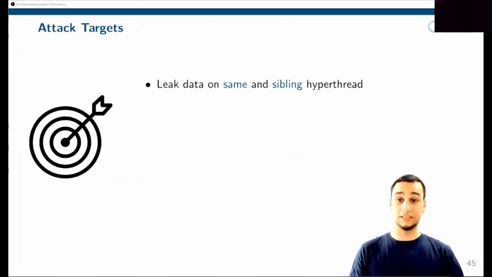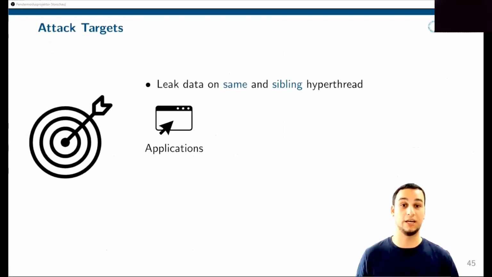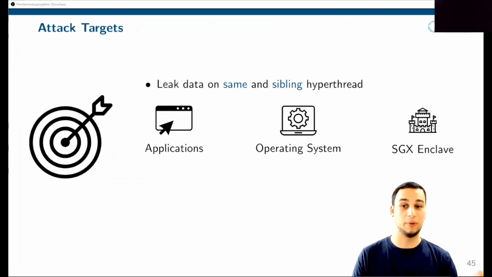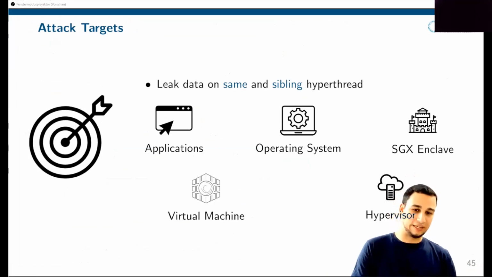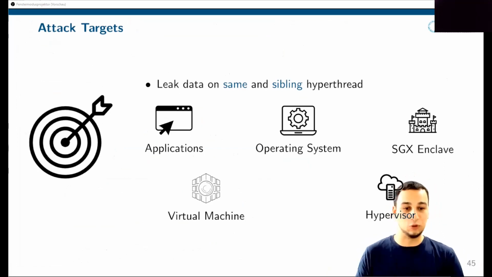So with that, we leak all the data on the same and the sibling hyperthread. So everything on this physical core, from applications, also from the operating system, SGX, NGAs, virtual machines, from the hypervisor. So we basically just get all this data that is moved between L1, L2, and we simply get the values that move around there, no matter who loaded or stored the values.